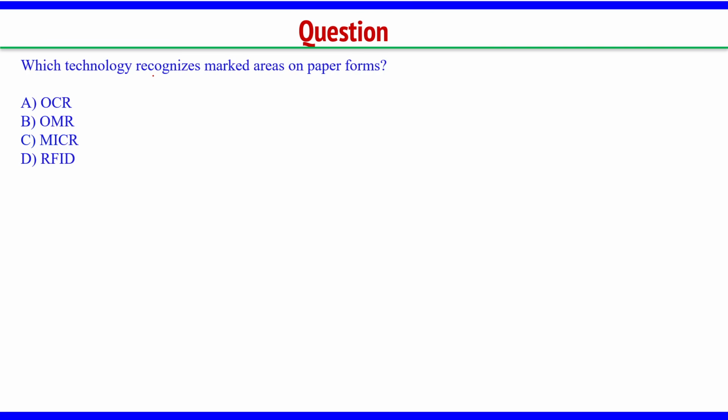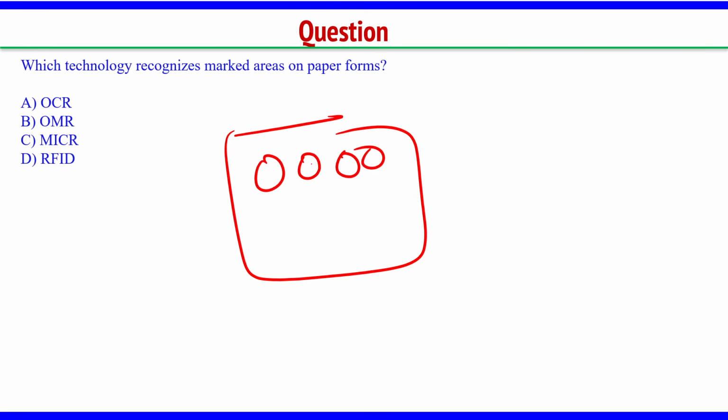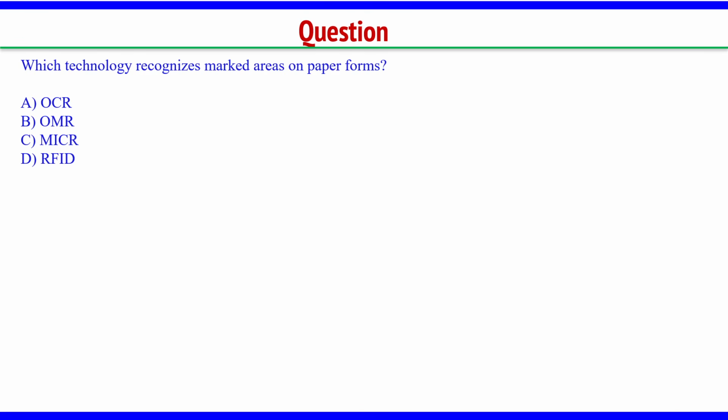Which technology recognizes marked areas of paper forms? Right. So marked areas, unmarked, we have discussed that when you have some options, whichever is marked, how is that area identified? It is actually the OMR sheet. So it is OMR.